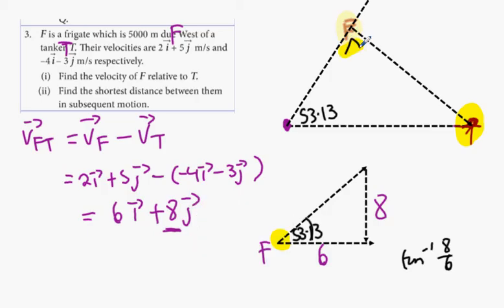Right angles, yeah. And what's the question asking you? What was the shortest distance between them in the subsequent motion? What was the distance from here to here at the very beginning? So what distance is the opposite? That's the distance between the two objects. So how do we get that, guys?